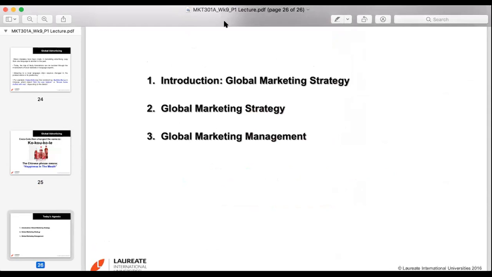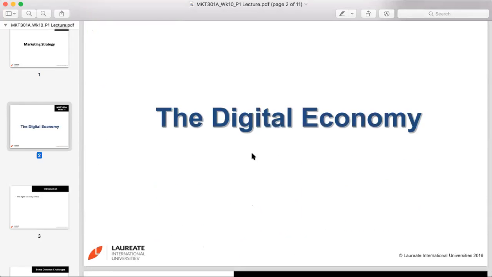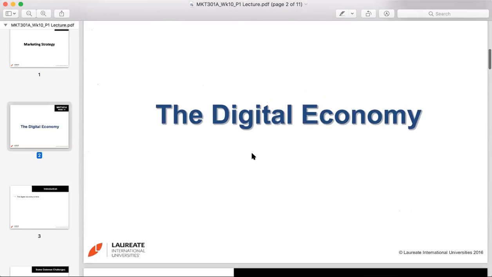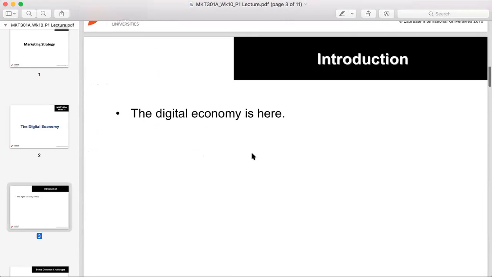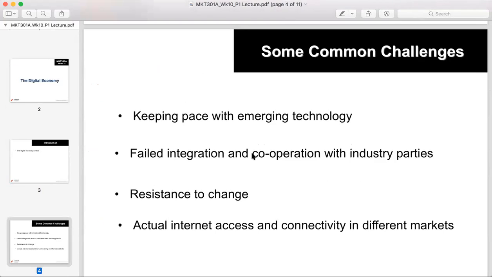Now let's look at the next one. Okay, the next one is briefly about the digital economy as part of our marketing strategy. Like it or not, we are now in the digital economy. I believe you have been involved in digital technologies, using social media, for instance, and so on and so forth. So yes, the digital economy is here.